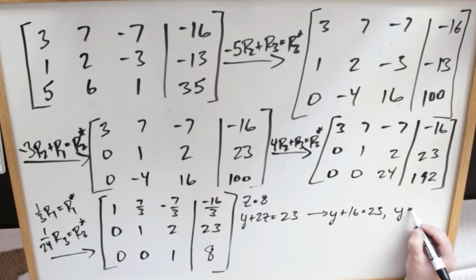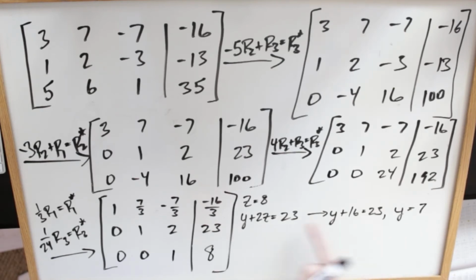So y is going to equal 23 minus 16, right? 23 minus 16. I don't know why I'm using a calculator. It's 7. Just gotten in the habit. Anytime I'm dealing with matrices, it's kind of overwhelming sometimes. So, all right, so now we got y is equal to 7, z is equal to 8.